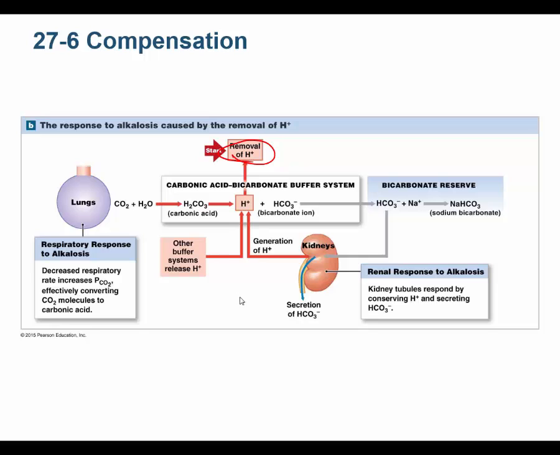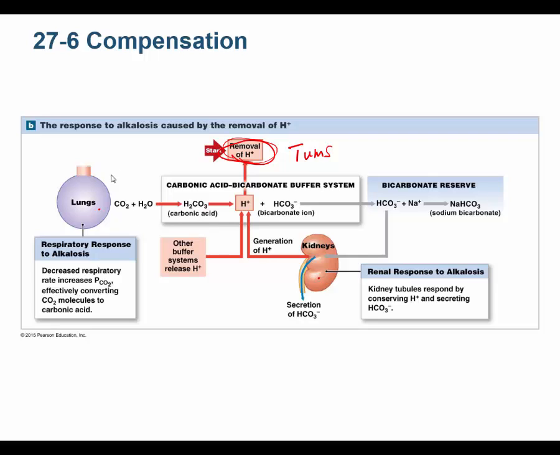It could be a lot of things, but I'm trying to pick something where nothing's wrong with the kidney and nothing's wrong with the lungs. But you removed hydrogen ions for some reason. Oh, you ingested too much antacid. That's another one. What are those antacids called? They're called Tums. Too much Tums. All right, so too many antacids. So you removed a whole bunch of hydrogen ions.